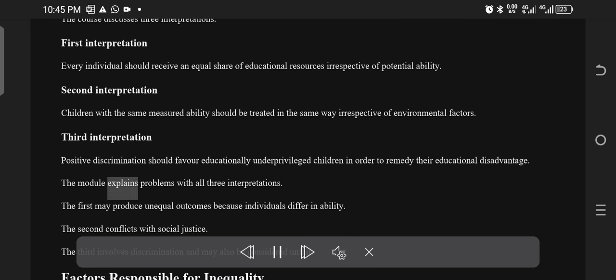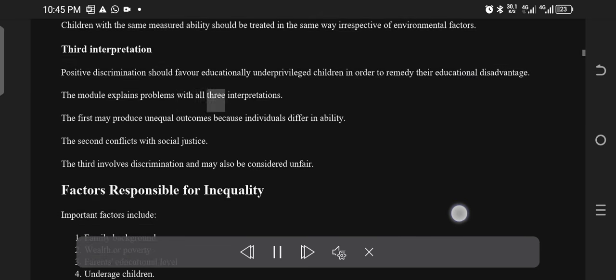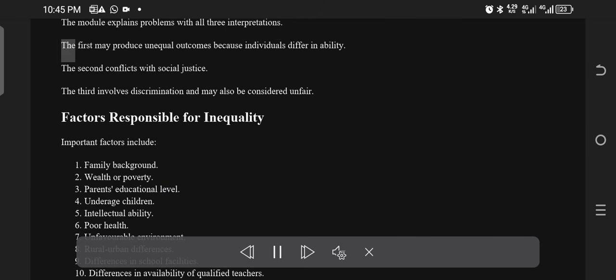The module explains problems with all three interpretations. The first may produce unequal outcomes because individuals differ in ability. The second conflicts with social justice. The third involves discrimination and may also be considered unfair.